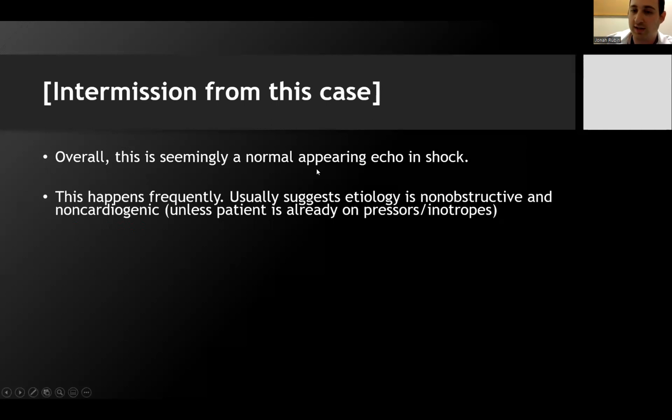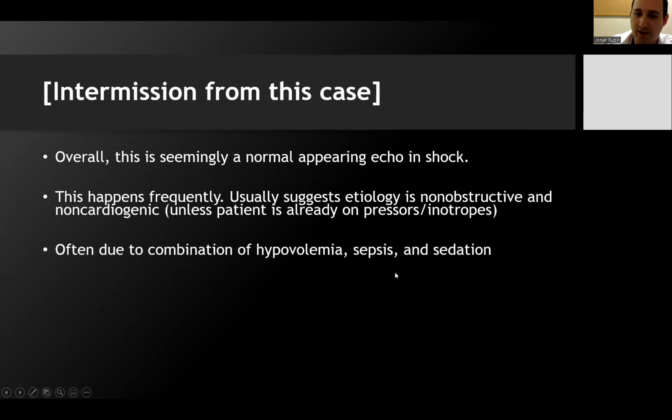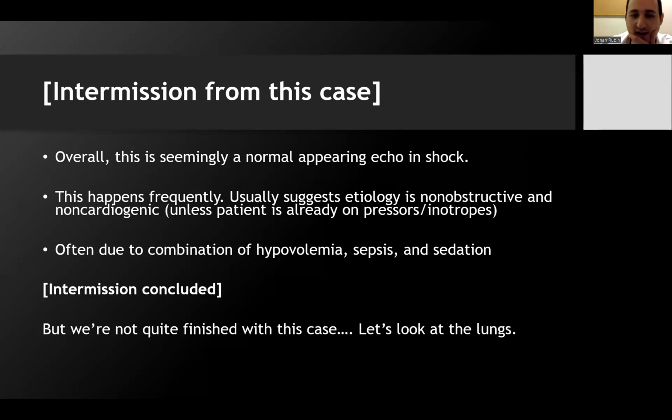And this is a good case where it seems like you'll get something like this. And that usually to me suggests that it's non-obstructive, non-cardiogenic, unless they're already on pressors and inotropes, which could be masking the cardiogenic shock, but you would probably have known that at this point. I think it's usually due to a combination of hypovolemia, sepsis, vasodilation, sedation, right? Many different things that can tie into why a patient is in shock that doesn't have some immediately treatable finding that you're going to see on echo. But that's not the case this time.